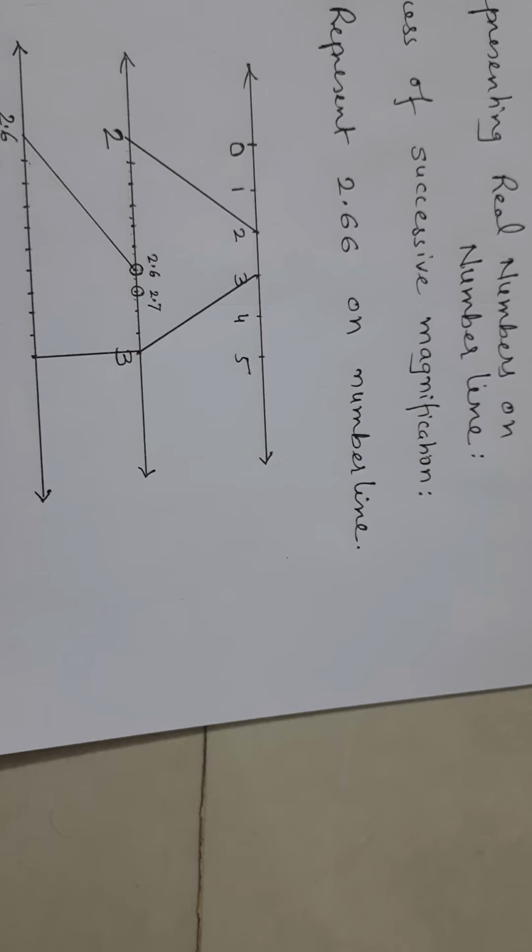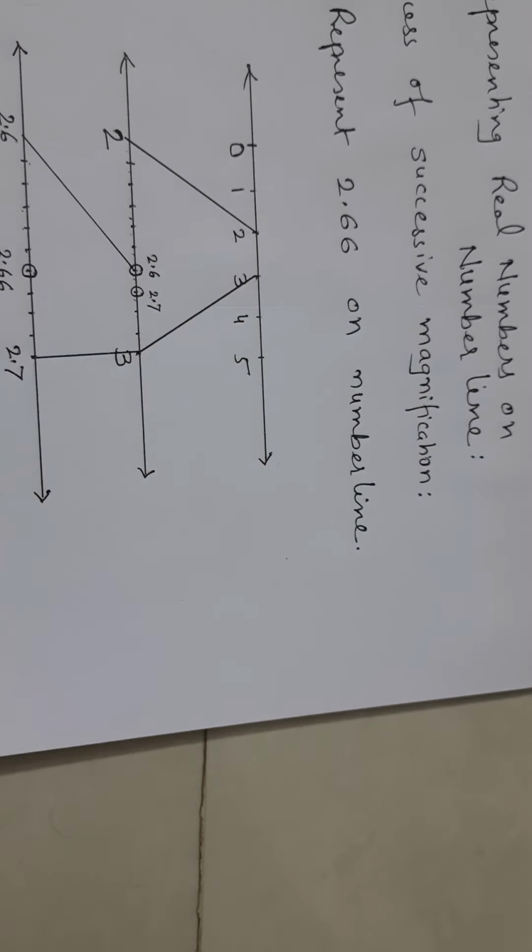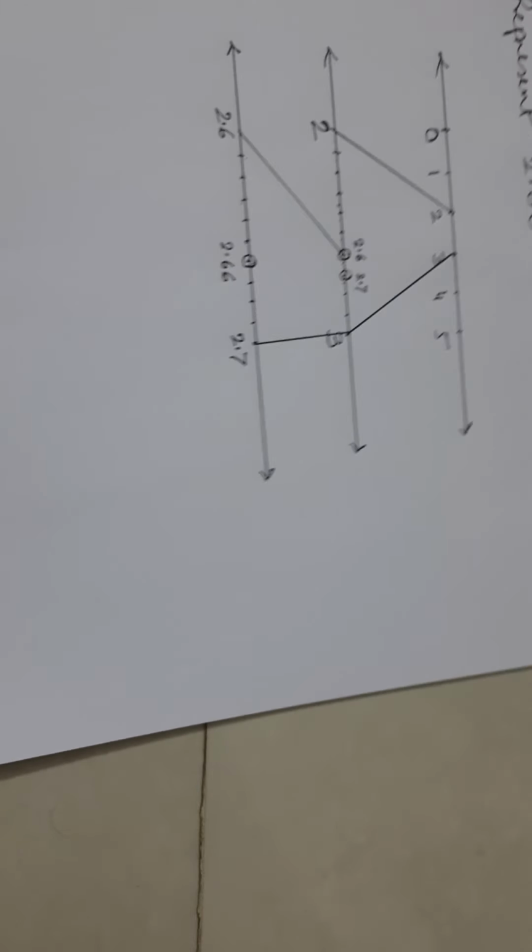So this is 2.6, this is 2.7. Now we want 2.66. So it is 1, 2, 3, 4, 5, 6. This point coincides with 2.66. We have represented 2.66 on the number line. Now let's take another one.